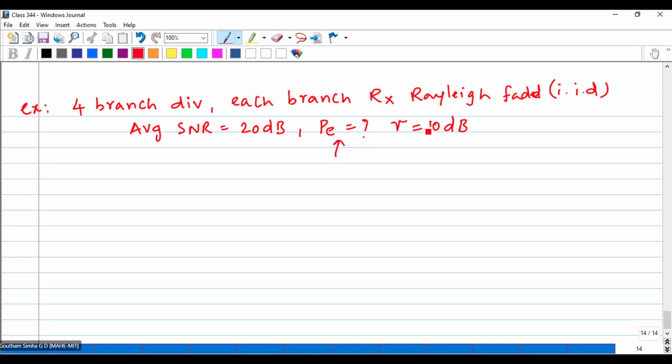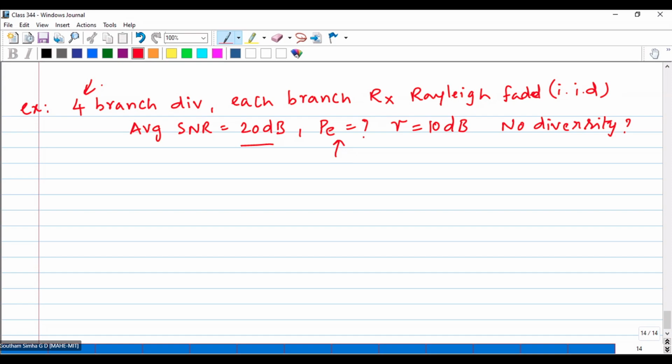I need to find the probability of error for SNR less than 10 dB and compare this with the no diversity scheme. This is the question. I have a 4-branch diversity scheme where each branch receives an independent Rayleigh fading signal. If the average SNR is 20 dB, find the probability of error such that gamma is fixed at 10 dB or less, with no diversity and with diversity of order 4.